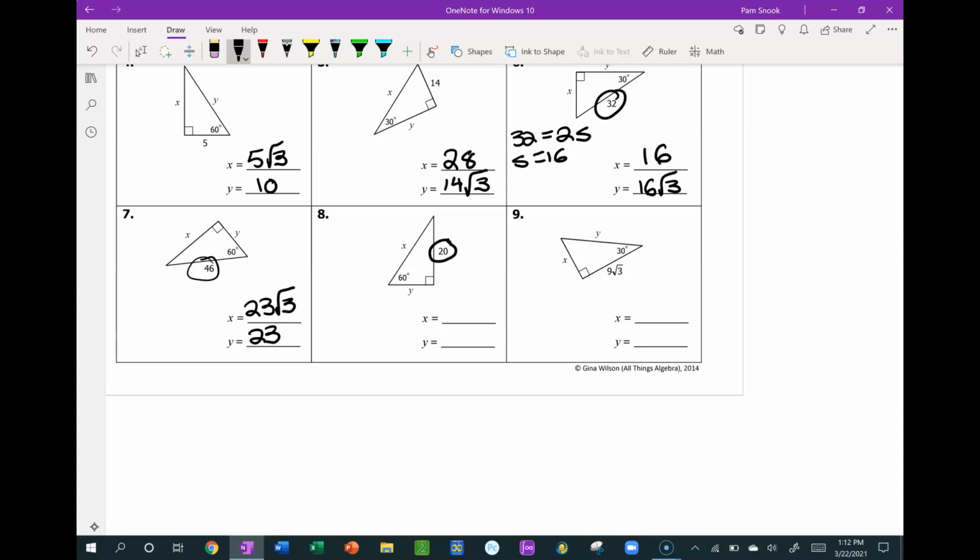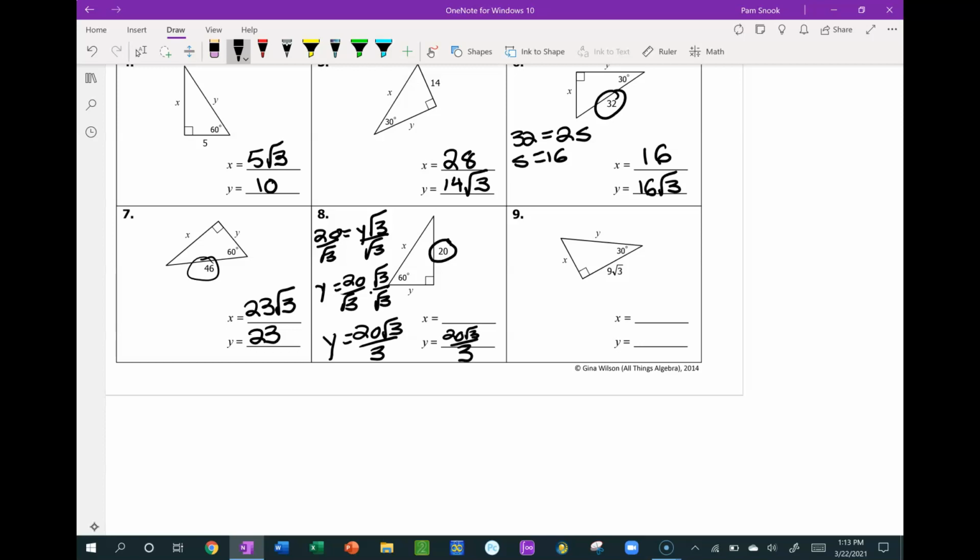So 20 here is the long leg. Now I know 20 is going to be my short leg, which is Y, times root 3. That's my pattern. So I'm going to divide by root 3. So I'm going to get Y equals 20 over root 3. Please rationalize. I don't want you leaving square roots in the denominator. So Y is going to be 20 root 3 over 3. So I'm going to fill in my answer, 20 root 3 over 3.